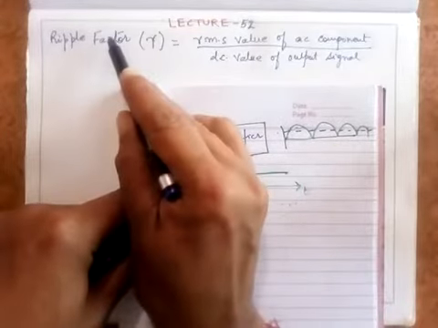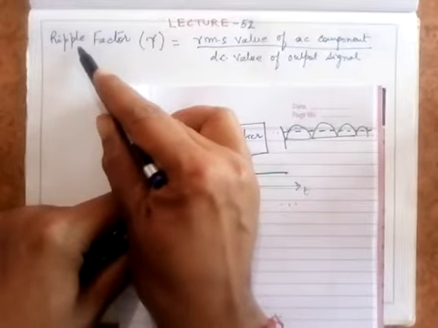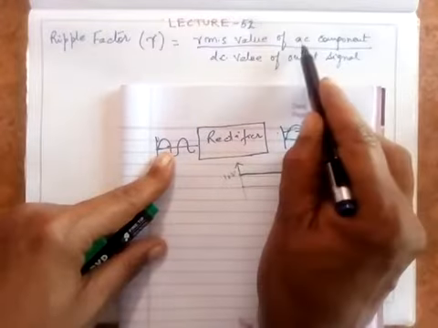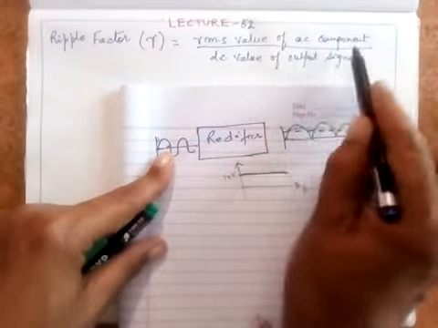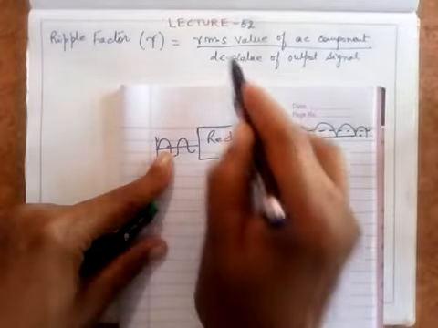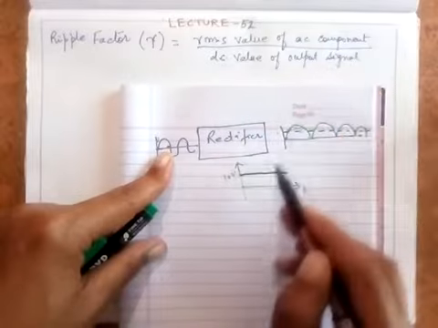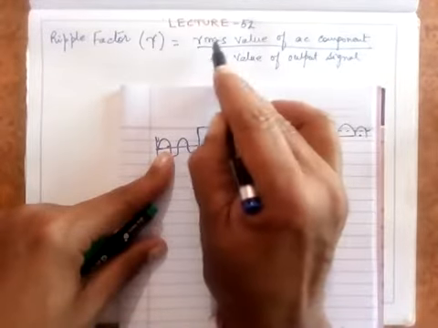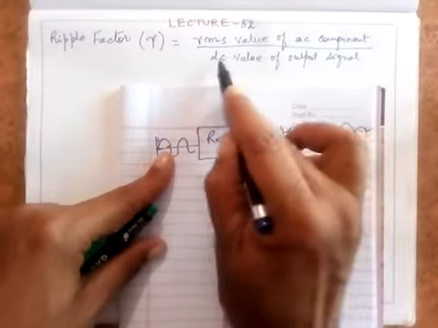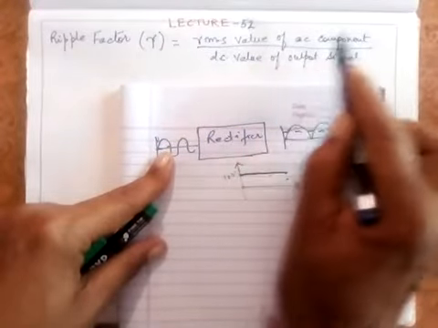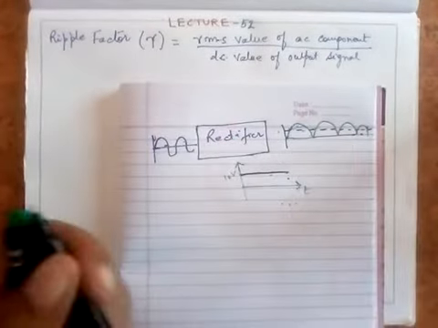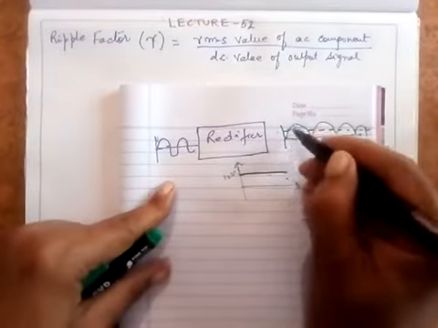So ripple factor means by what factor, by what amount, the AC ripples are present in this output. Whenever I talk about the AC, you have the RMS value. So with respect to the DC value of the output signal, what is the factor by which the AC ripples are present? We say that it is the RMS value of the AC component to the DC value of the signal.